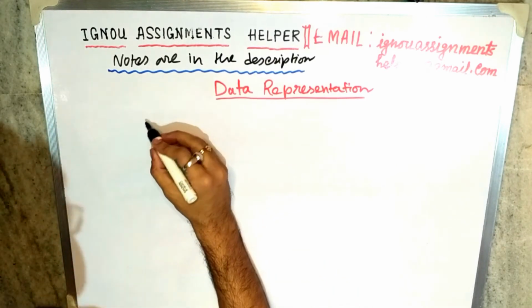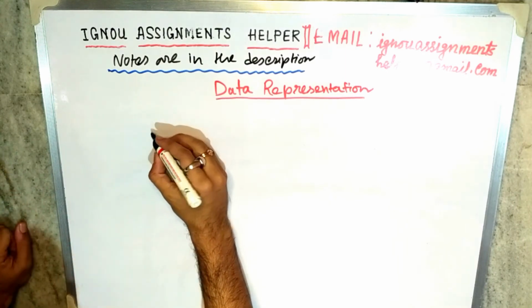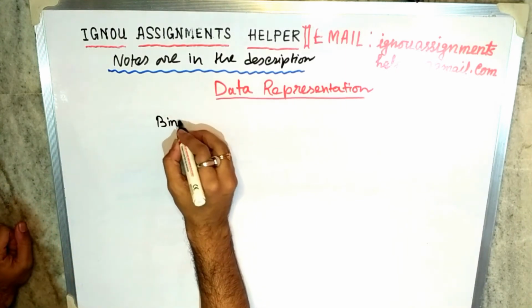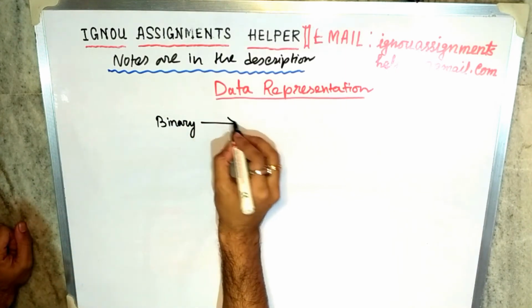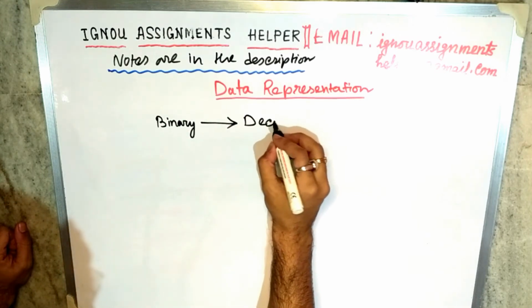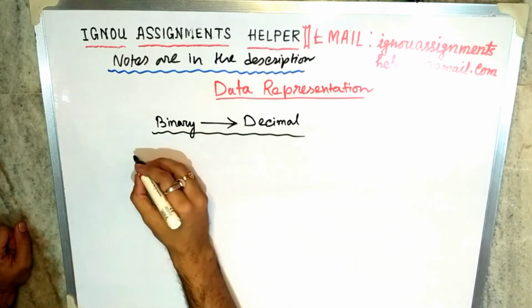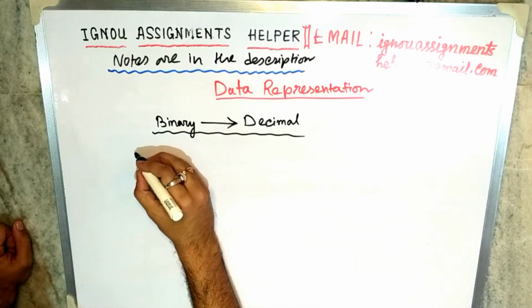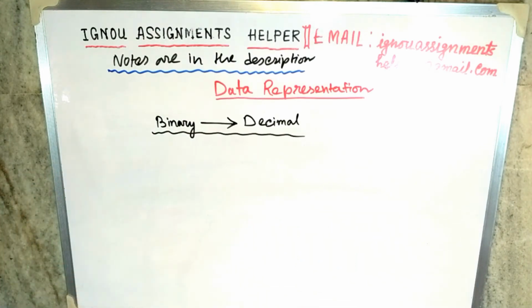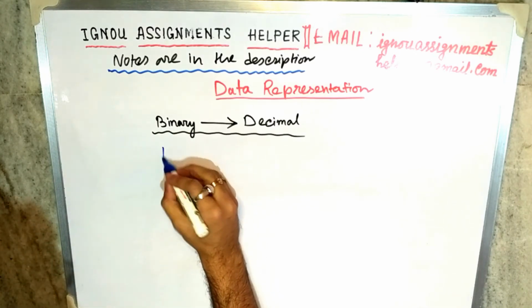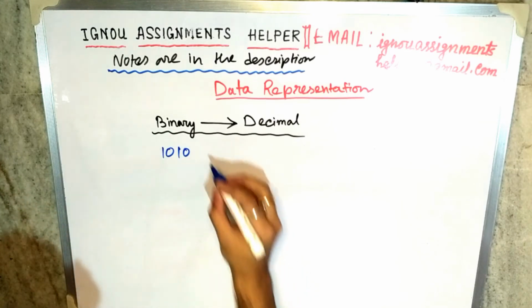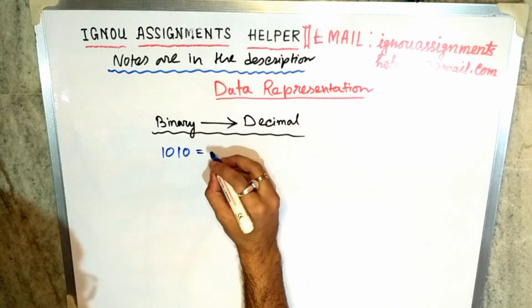First we'll learn how to convert from binary to decimal. So let us take a binary number. First of all, we'll start with a very easy example. Let us take 1010. So we will write this number.